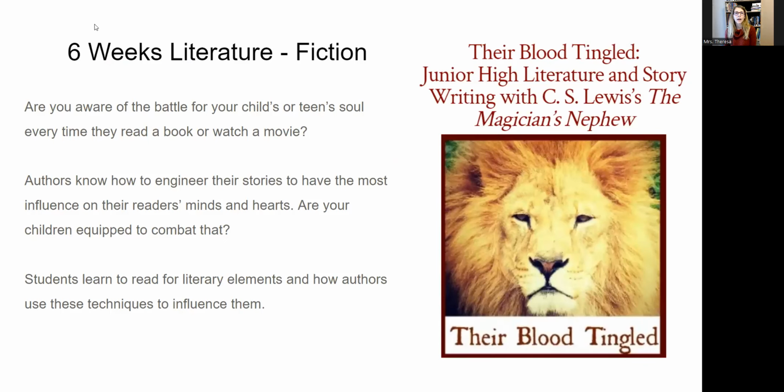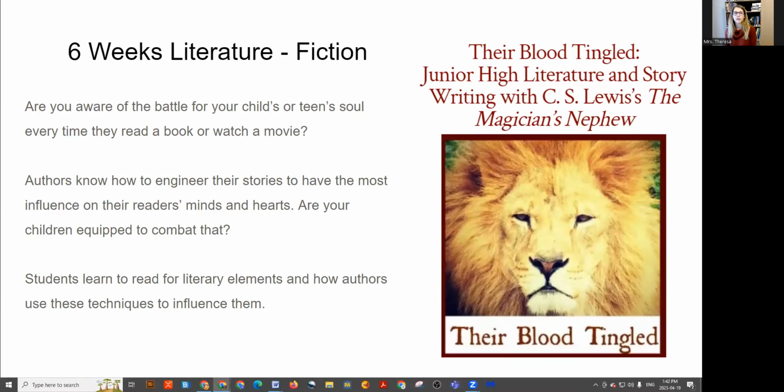So we have the Blood Tingled, and this is 6 weeks of literature and fiction. And that is the one curriculum. And it is vital for students and children to be equipped to combat the forces that are coming at them so that they can recognize what authors and movie producers are trying to tell them. And that's something that we start to learn through this curriculum.